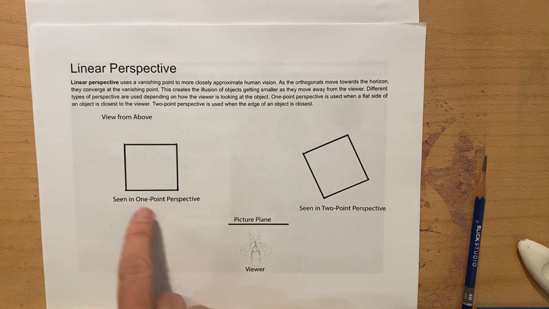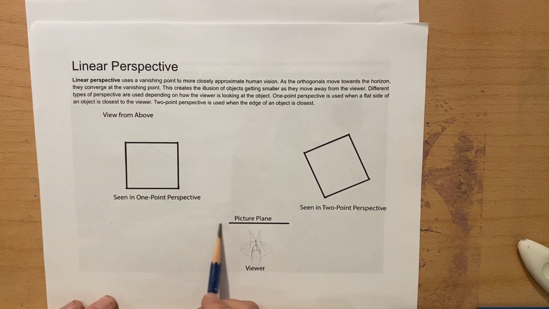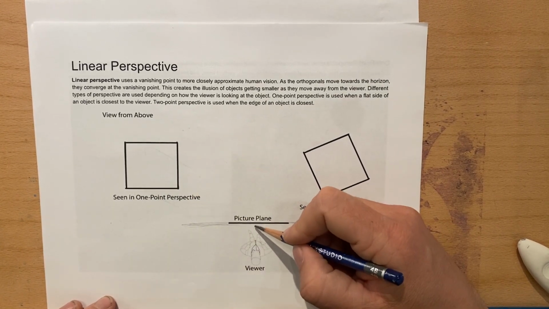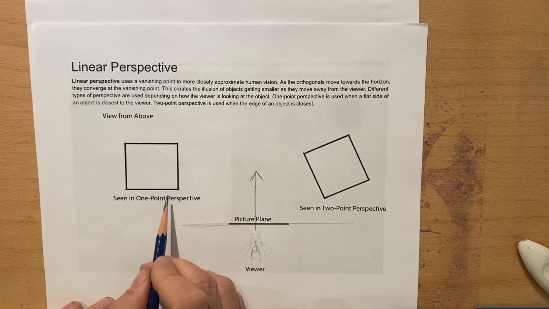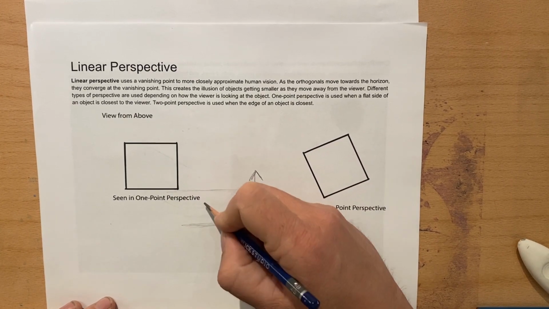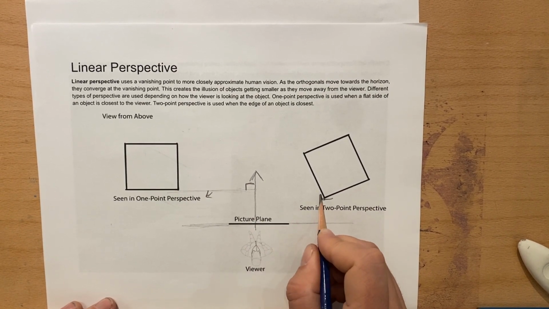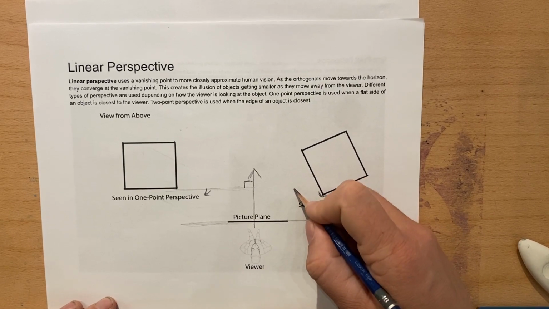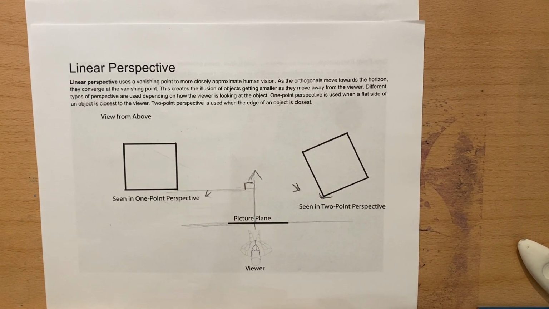If you've got the viewer, they're looking straight forward. If you've got the front of the object and it's facing directly to them, parallel to this line, it's going to be in 1-point perspective. If we imagine the line of sight coming straight out from our viewer, if the front of it is at a right angle, it's going to be 1-point perspective. Now if you've got a corner leading right here, the closest thing to the viewer is the corner, that's going to be 2-point perspective. So this is just showing that the method you use to draw it depends on how you're looking at the object.